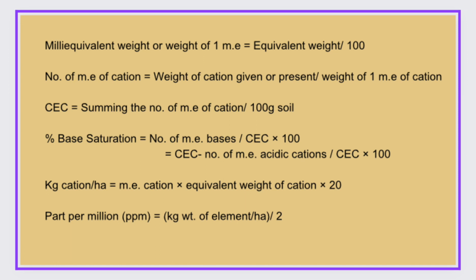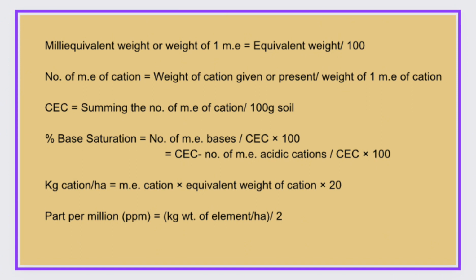Since we now have the CEC, we can also solve for the percent base saturation by dividing the number of milliequivalent bases by the CEC and multiplying the quotient by 100. There is also another way to calculate the percent base saturation, which is to subtract the number of milliequivalents of acidic cations from the CEC, then divide the difference by the CEC and multiply the quotient by 100.